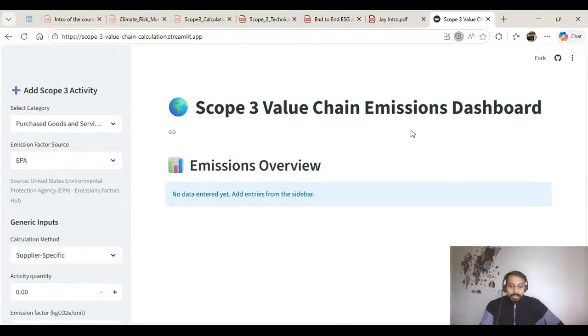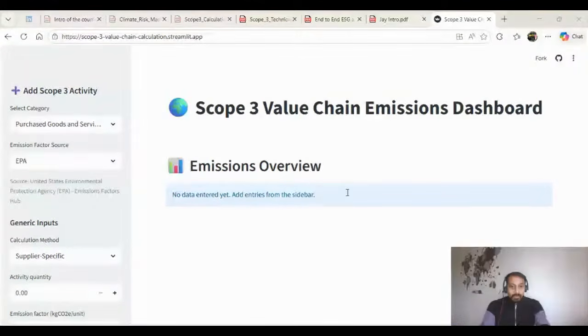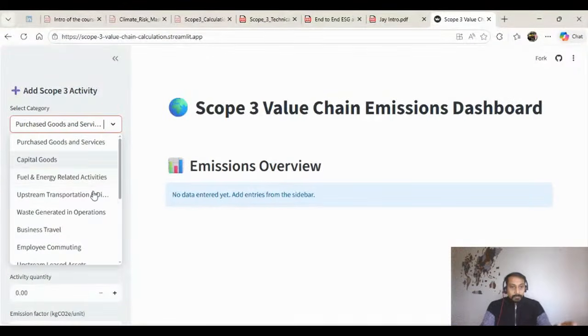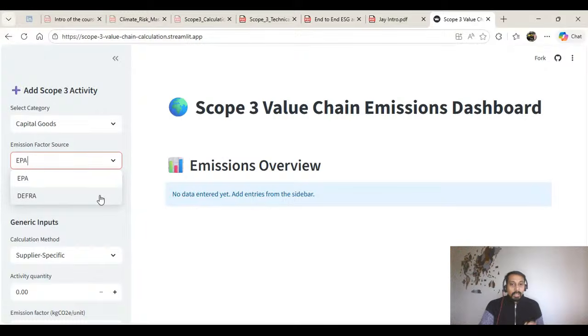So here is the scope 3 value chain emission dashboard. I built this specifically, and you can access it; I will share the link as well. Let me quickly show what is available in this web-based dashboard. Currently it has EPA and DEFRA, and it is updated monthly by adding the various emissions factors.